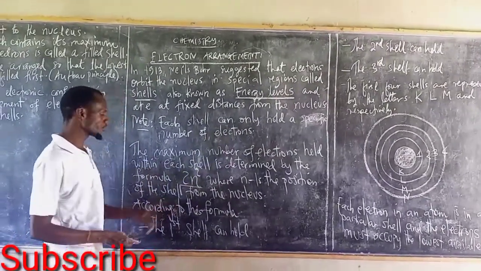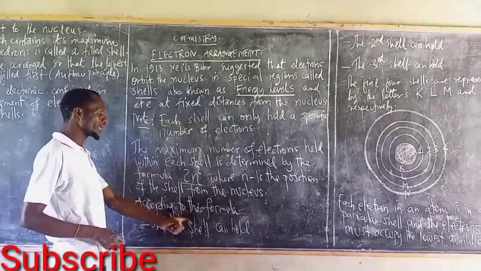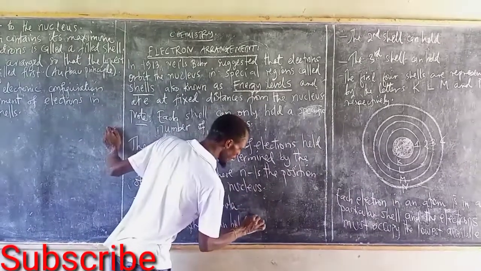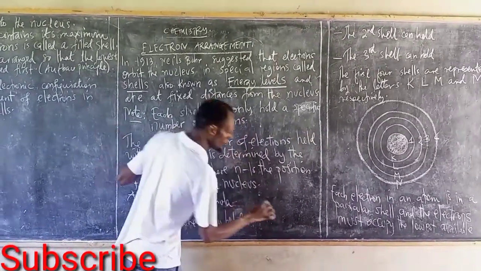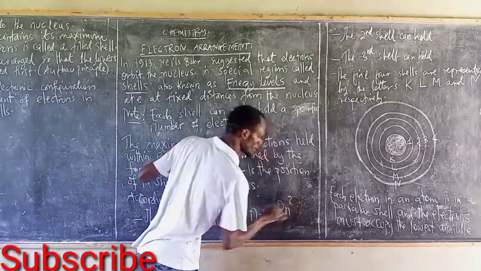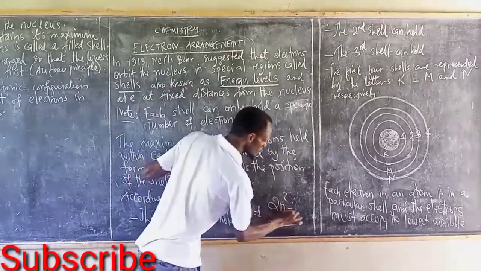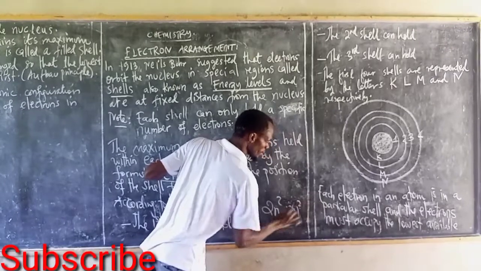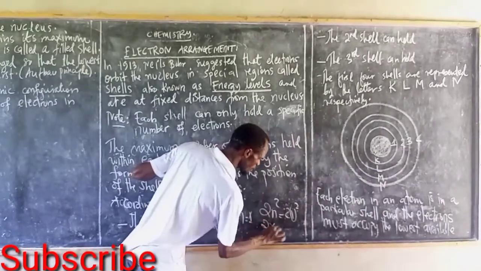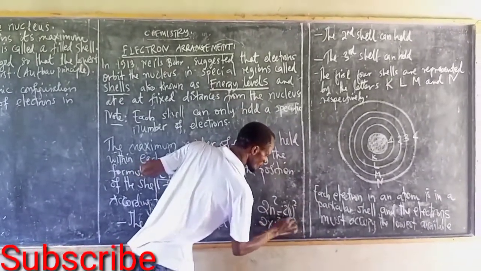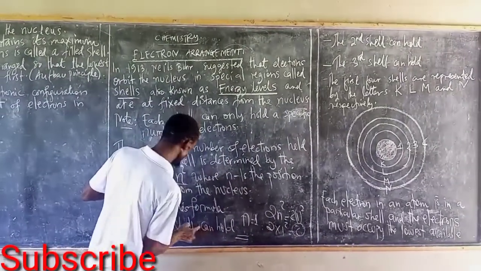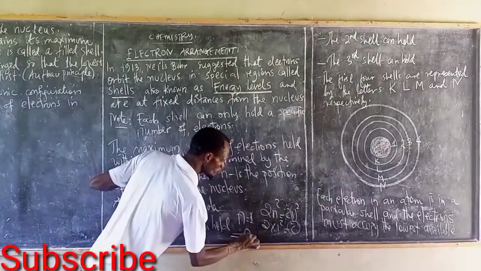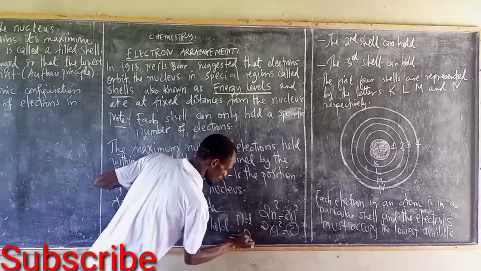For example, according to this formula, the first shell can hold, that is to say, n is equal to 1. The formula is 2n squared, so it is 2 times 1 squared. That is equal to 2 electrons. So the first shell holds 2 electrons.